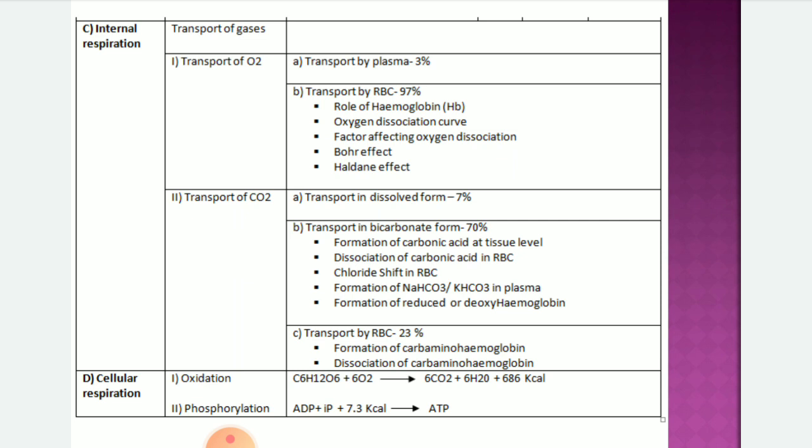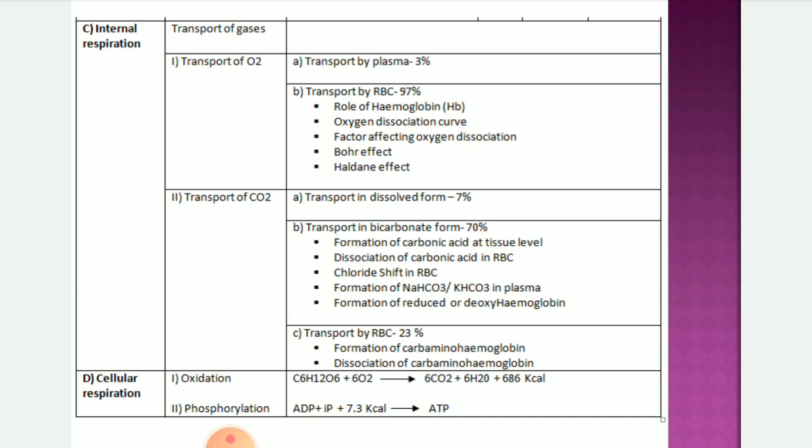Then we discussed formation of sodium potassium carbonate in plasma, and formation of reduced or oxyhemoglobin. So these are very important points. Then we discussed transport by RBC, formation of carbamino hemoglobin. You can remember that carbon dioxide combines with the amino group of the hemoglobin, therefore it is called carbamino hemoglobin, and dissociation of carbamino hemoglobin within the lungs. So this is the entire summary of this topic.